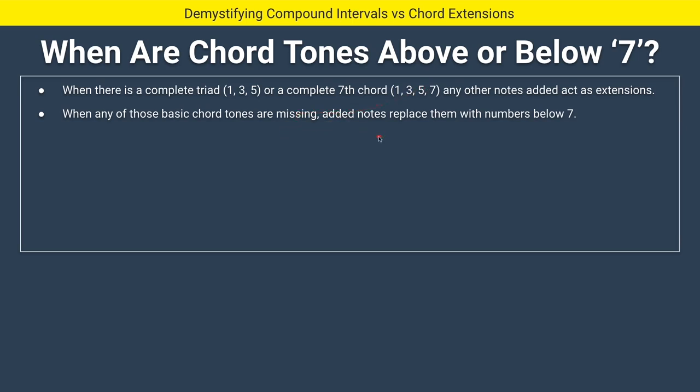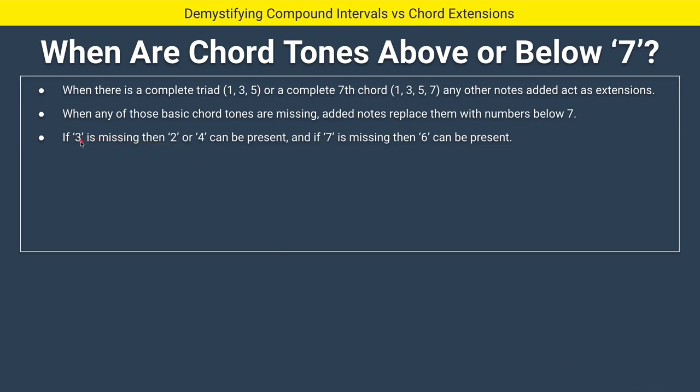Okay, so when any of those basic chord tones are missing, the added notes replacing them with numbers are below 7. So if any of these main notes are missing, 1, 3, 5, 7, if the 3 is missing, then 2 or 4 can be present in the chord, and there don't have to be extensions. And if 7 is missing, then 6 can be present. We'll go over that more because it's required to understand chord spelling. I'm just setting you up for this, so in the next module we can get the practice with it.